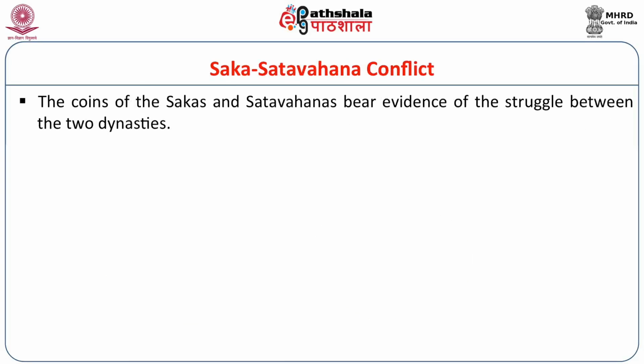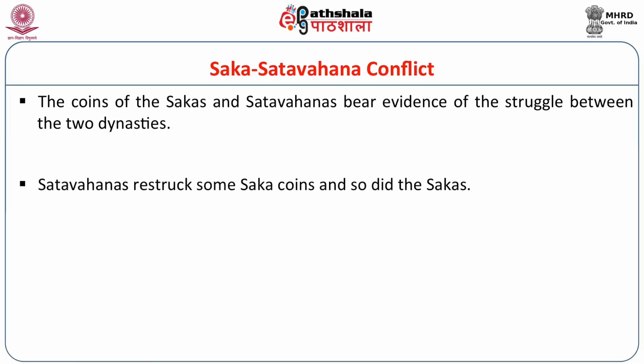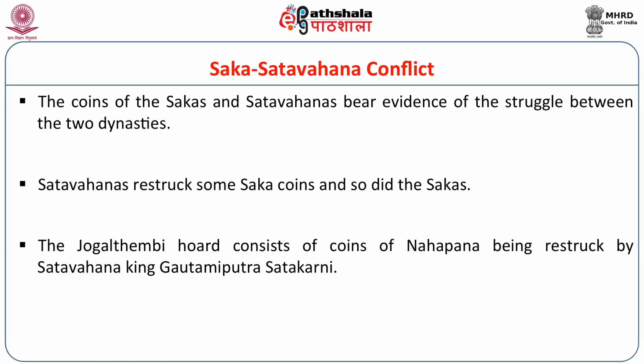The coins of the Shakas and the Satavahanas bear evidence of the struggle between the two dynasties. Satavahanas restruck some Shaka coins and so did the Shakas. The Jogalthembe hoard consists of the coins of Nahapana being restruck by the Satavahana king Gautamiputra Satakarni. So a large hoard was discovered from Jogalthembe which had more than 13,000 coins, and from these we find more than 9,000 coins restruck by Gautamiputra Satakarni.